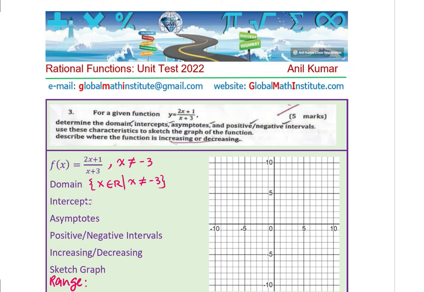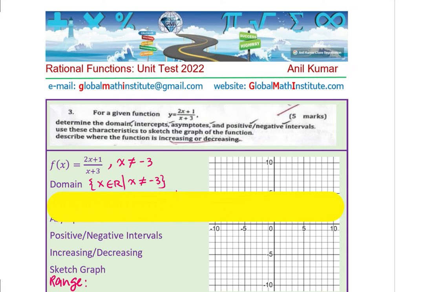As far as intercepts are concerned, it is easy to find the y-intercept. So first let's find the y-intercept. That is f of 0, right? If I substitute 0 here, I get 1 over 3. So we have the y-intercept as 1 over 3, correct? As far as the x-intercept is concerned, we have it when y is 0. y will be 0 when the numerator is 0, correct? Let me write down here. The y-intercept will be at (0, 1/3).